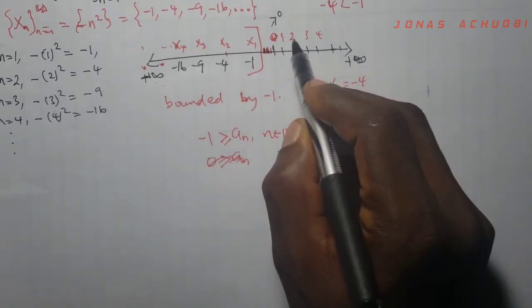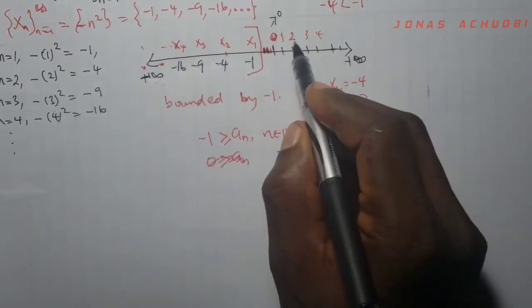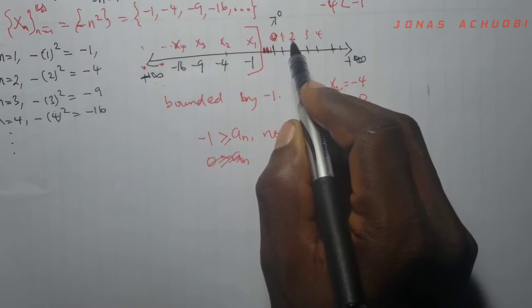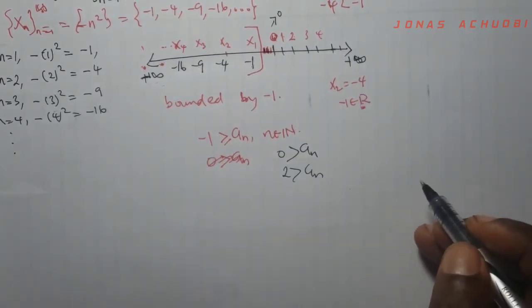Let us take 2. Is 2 greater than all the terms of the sequence? The answer is yes. Since 2 is greater than minus 1, 2 is greater than minus 4, and of course, 2 is greater than all the terms of our sequence an.